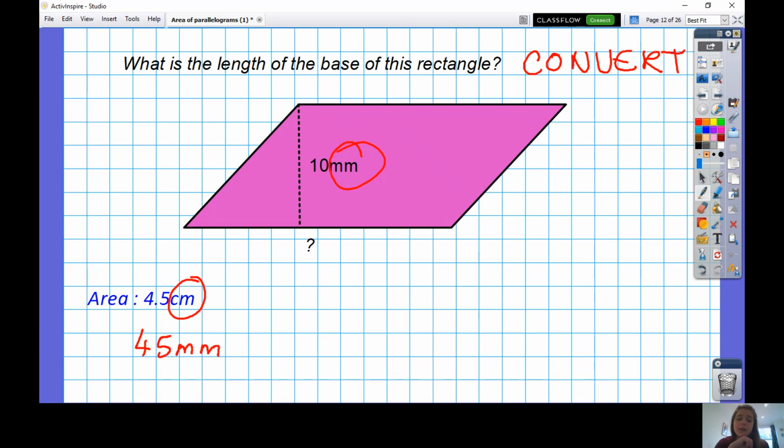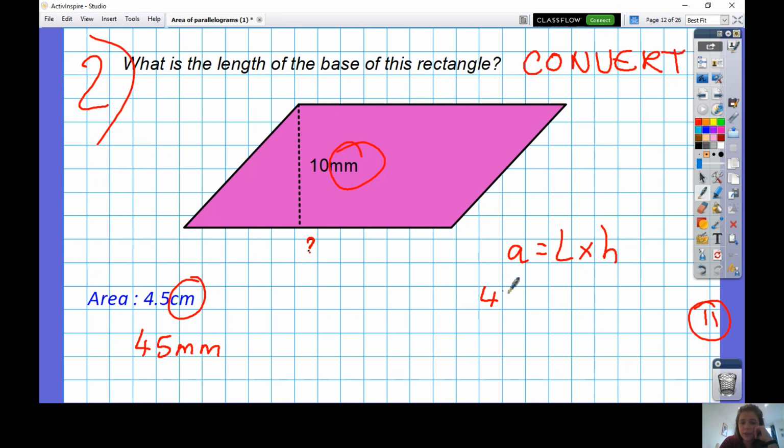Okay, now I'd like you to solve this question. What is the length of this shape? Remember, you can use your formula to help you. Area equals length times height. Use that formula to find your answer. This is question 2 of your independent work. Please pause the video and have a go now.